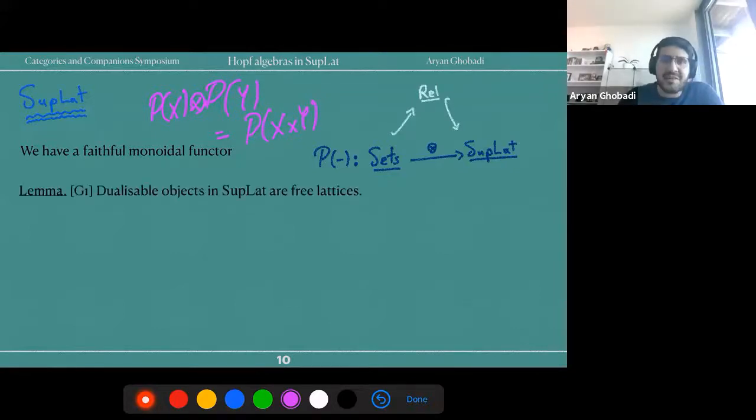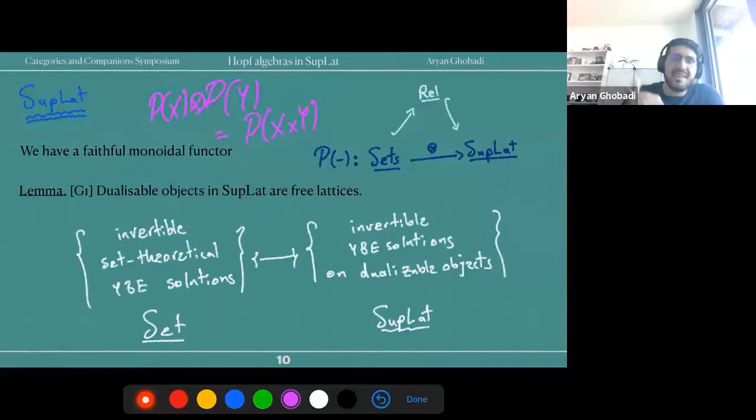And there's this little lemma, that if anyone knows a source for it, please tell me. I just proved it, but I'm pretty sure it's folklore, like half of topos theory. Dualizable objects with respect to this tensor product in SupLat are exactly the free lattices, exactly stuff of the form the power set of something. And what happens is that any invertible set-theoretical YBE solution, or braided object in Set, is exactly an invertible YBE solution on a dualizable object in SupLat. So this should convince you that this is the perfect case to study these problems.